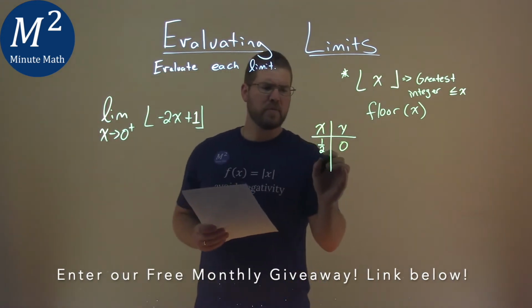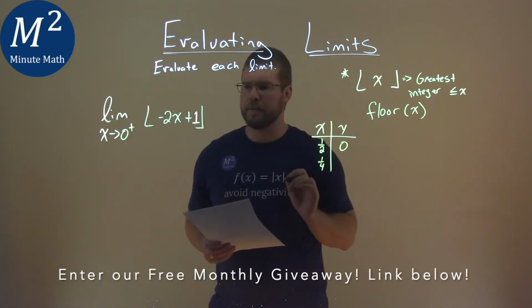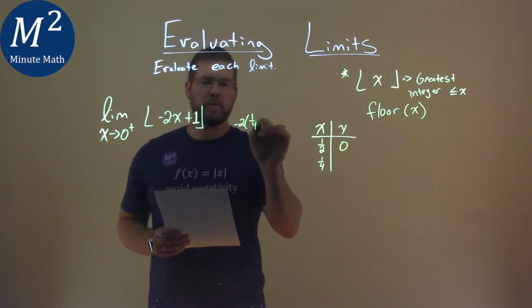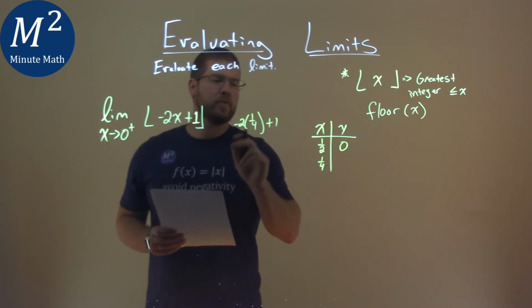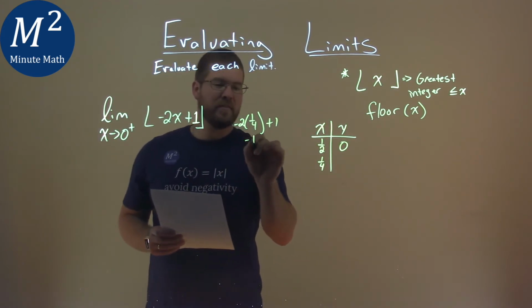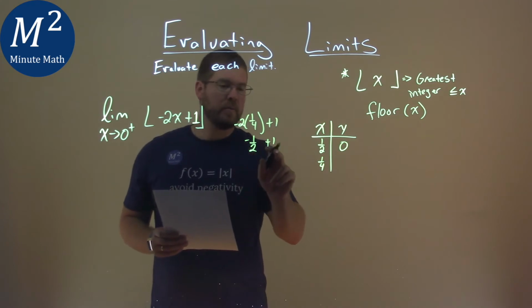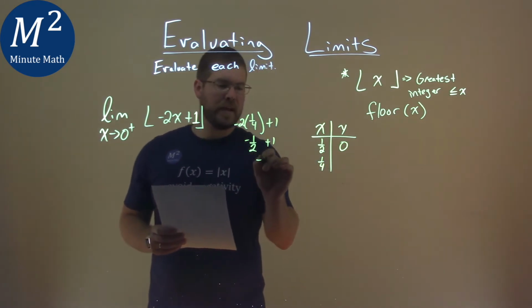Well, let's go a little smaller, 1/4 here. So let's do some work. If we have 1/4, negative 2 times 1/4 plus 1. Negative 2 times 1/4 is negative 1/2, and then we add 1 to that. Negative 1/2 plus 1 is 1/2.